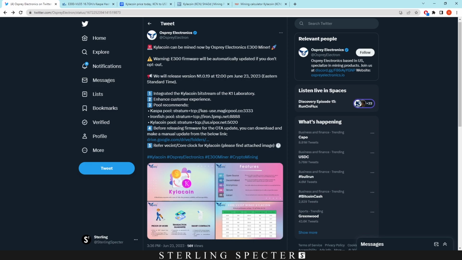Then they go over some notes here, integrated the KylaCoin Bitstream at the K1 laboratory, enhanced customer experience, and then pool recommendations for Kaspa, Ironfish, and KylaCoin. Surprisingly, KylaCoin has come before Radiant, which we thought Radiant was going to come before KylaCoin, just because it's a bigger coin. But obviously, it's been pretty easy to update these FPGAs.